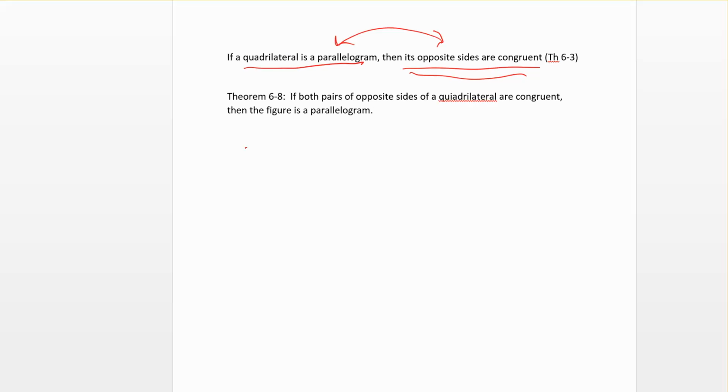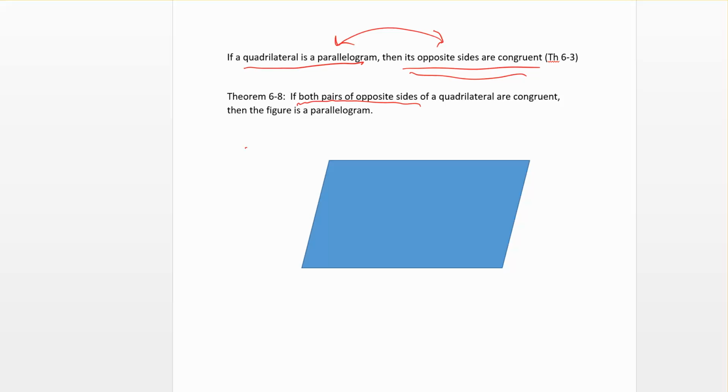And theorem 6.8 says that if both pairs of opposite sides of a quadrilateral are congruent, then the figure is a parallelogram. We just kind of switched the hypothesis and the conclusion, but we added one little thing. And that is if both pairs of opposite sides, that's really important. Both pairs of opposite sides have to be congruent, then the figure is a parallelogram. So in a diagram, if we have a quadrilateral, if we know that both pairs of opposite sides are congruent, then this figure must be a parallelogram.